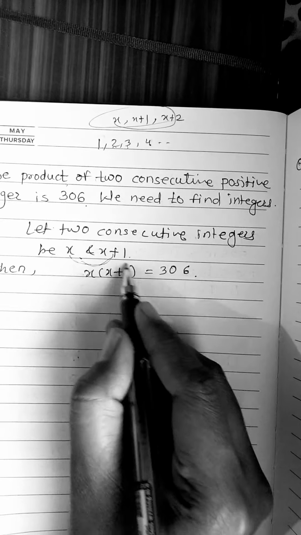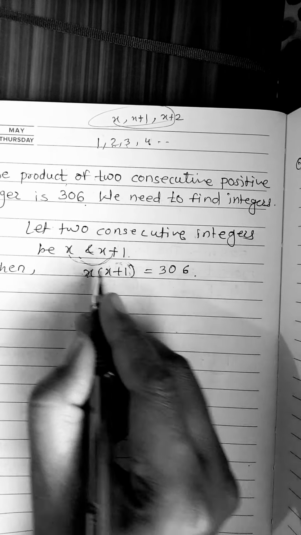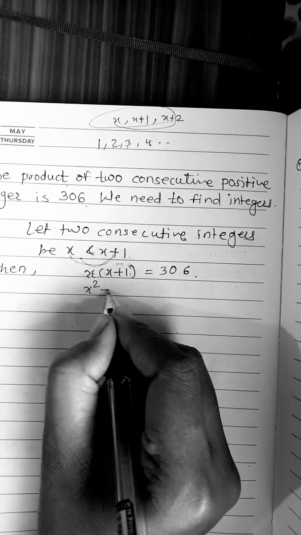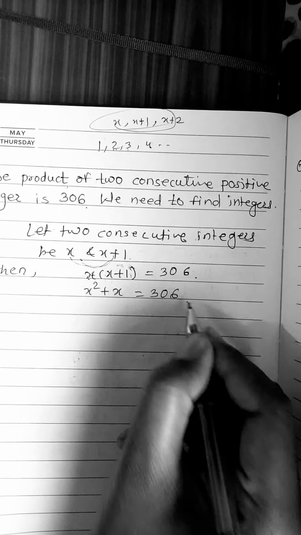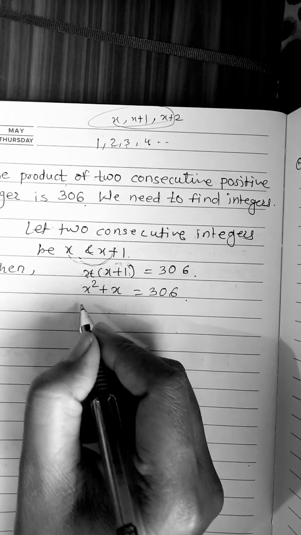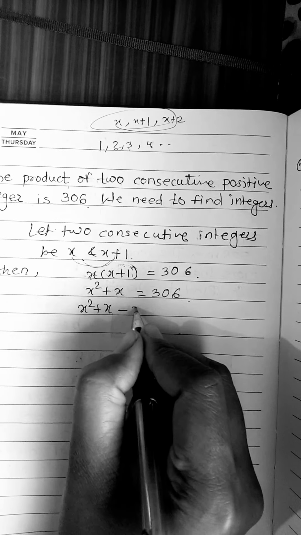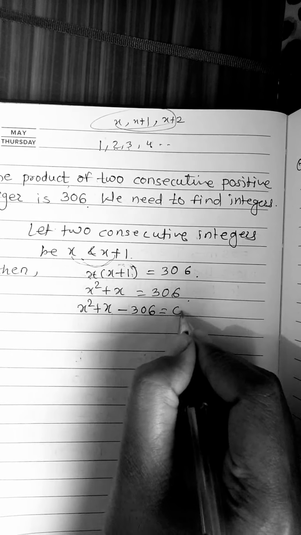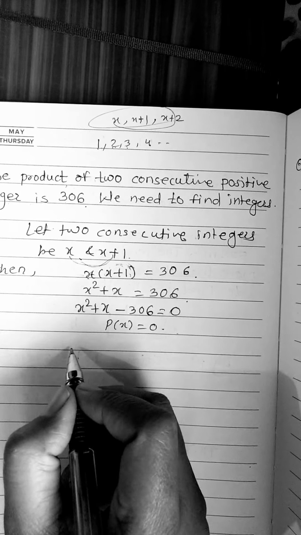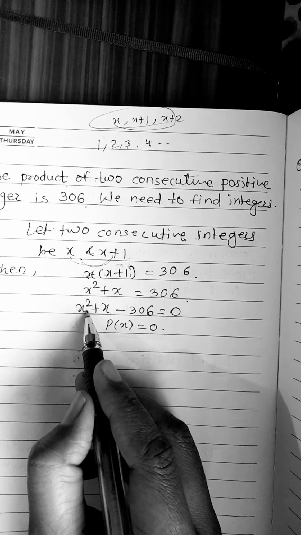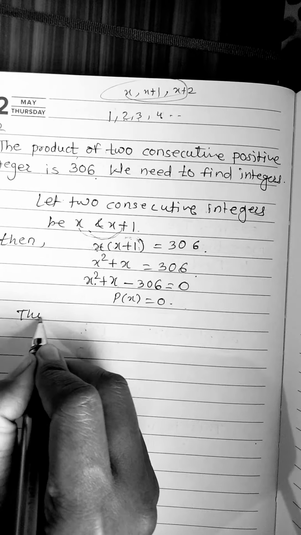So we multiply every element in this bracket by x. So x into x, x square, plus 1 into x, x, is equal to 306. So we take this 306 to the left side, x square plus x minus 306 is equal to 0. So this polynomial is in the form p of x is equal to 0, and the degree of the given polynomial is 2. Therefore this is a quadratic equation.